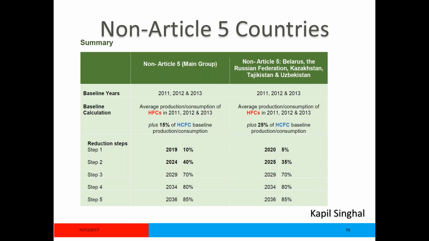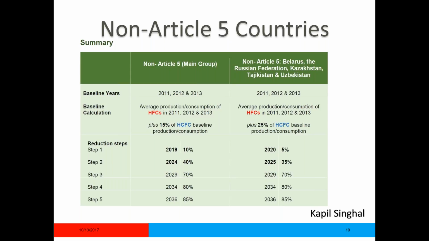Now, the reduction is going to happen from 2019 onwards. When we say 2019 onwards, it means a 10% reduction in the main group of non-Article 5 countries. So whatever was the consumption of, say, the United States of America in 2011, 12 and 13, they need to take that and reduce it by 10% by 2019.